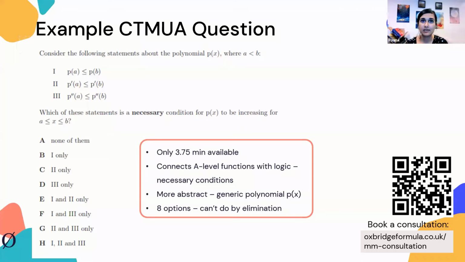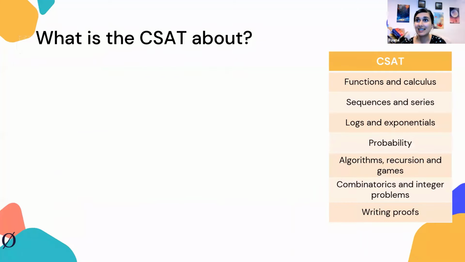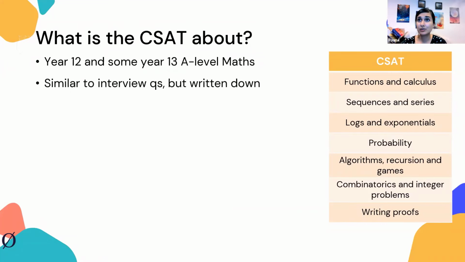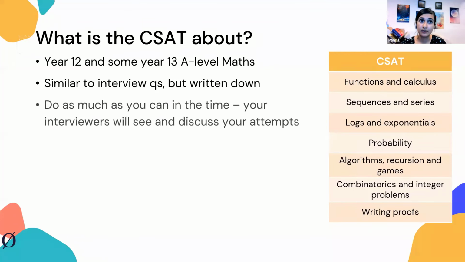Okay, great. And now let's look at the CSAT. So the CSAT contains year 12 math mainly, but also some year 13 math, like integration and differentiation. Quite similar to the kind of interview questions you would get at CSAT, but you're now writing your answers down. Although it's suggested that you do 5 questions from part A and 5 from part B, you essentially would do as much as you can in the time.